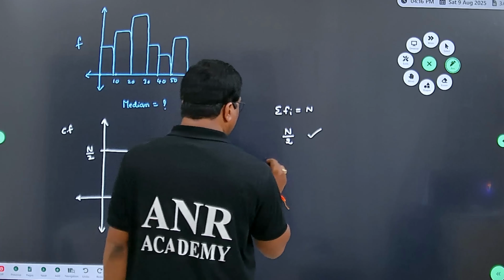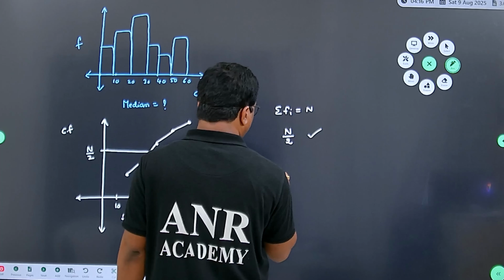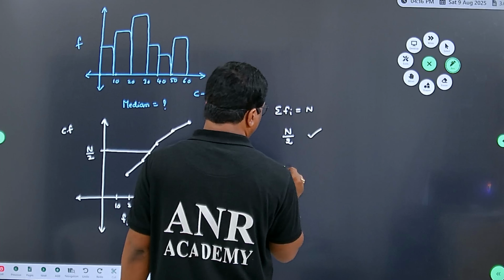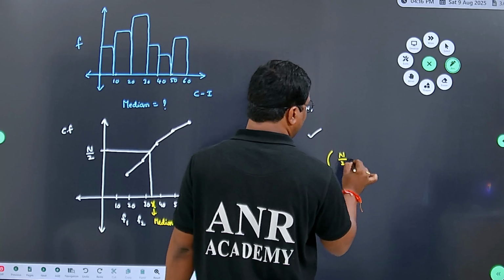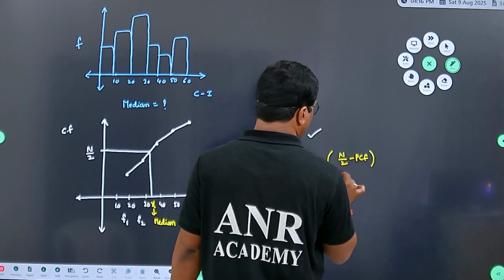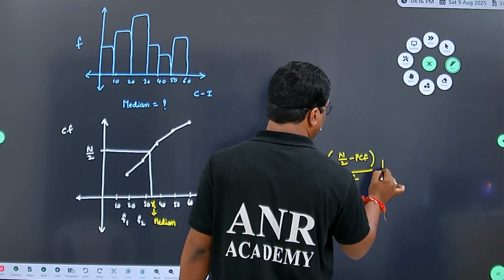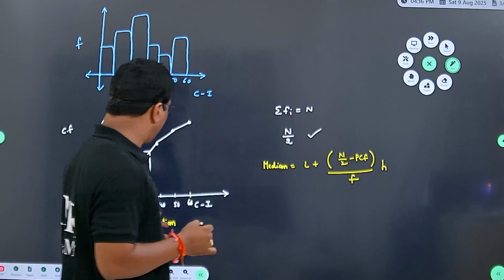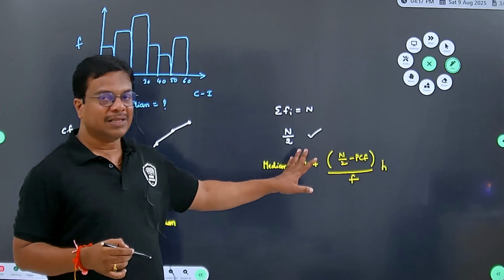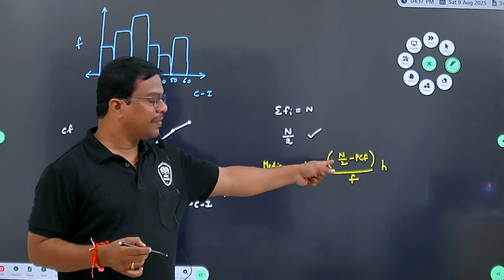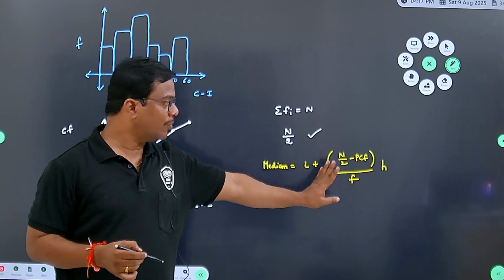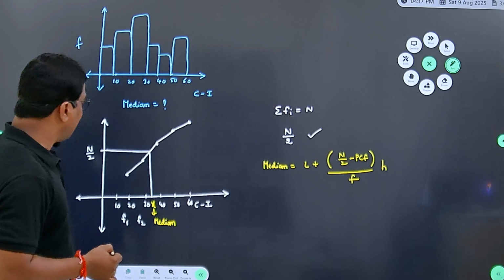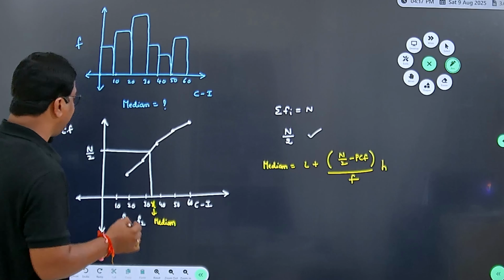But here the formula to find median, you know that L plus n by 2 minus PCF divided by small f into h. This value of x can be calculated depending upon the lower limit, the value of n by 2, PCF, as well as the frequency of the median class, as well as the width. Let us see the reason behind that.